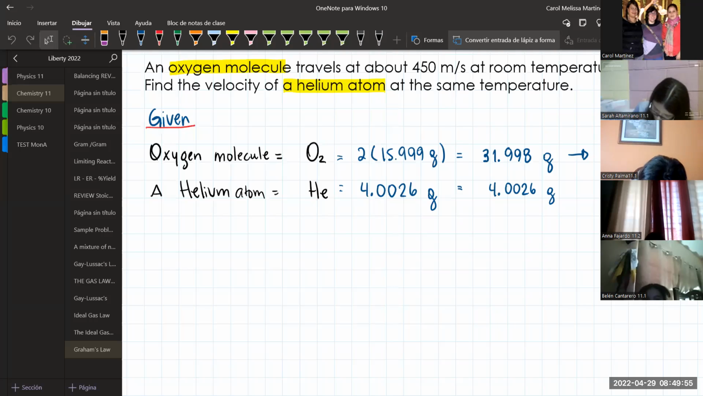What do I need to find? I need to find the velocity of helium. So this velocity is unknown. I need to find it. To find the velocity, first I need to know the rate. Because I want to find helium, helium is my unknown. Helium is going to be my gas A, and oxygen is going to be my gas B. So I say A over B is equal to the square root of B divided by the square root of A.